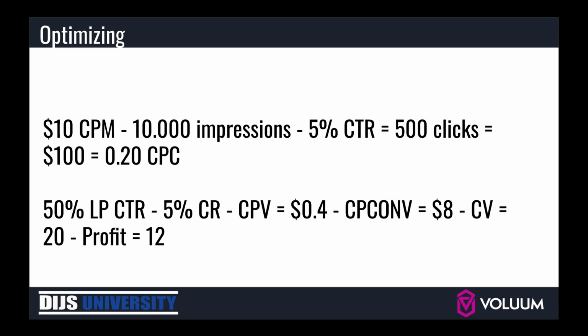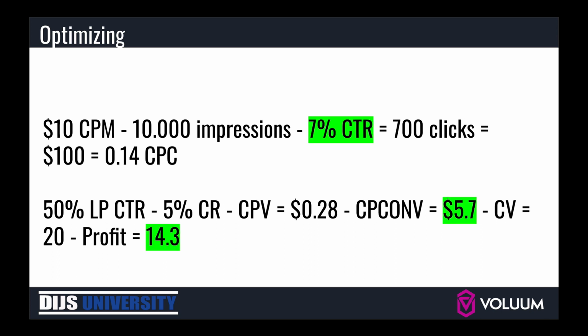The cost per conversion is $8 and the conversion value is $20. So we subtract that $8, the cost minus the revenue, gives us a profit of $12. Pretty clear, right? Our basic metrics in media buying all presented in one overview. However, when we optimize, let me show you the difference.